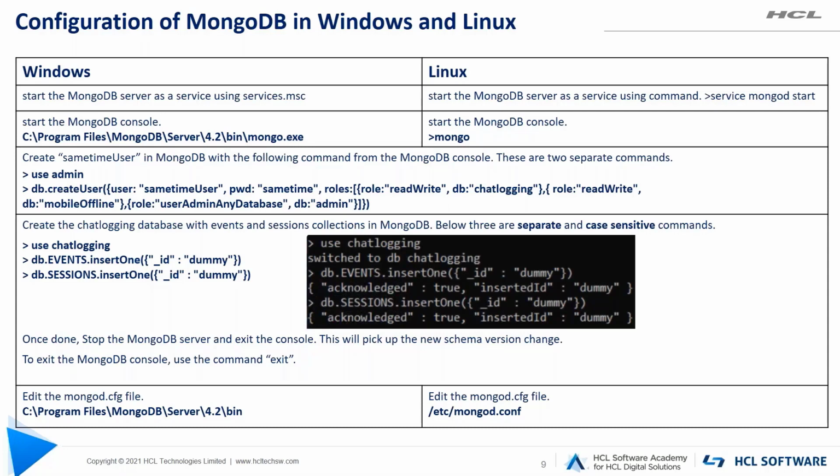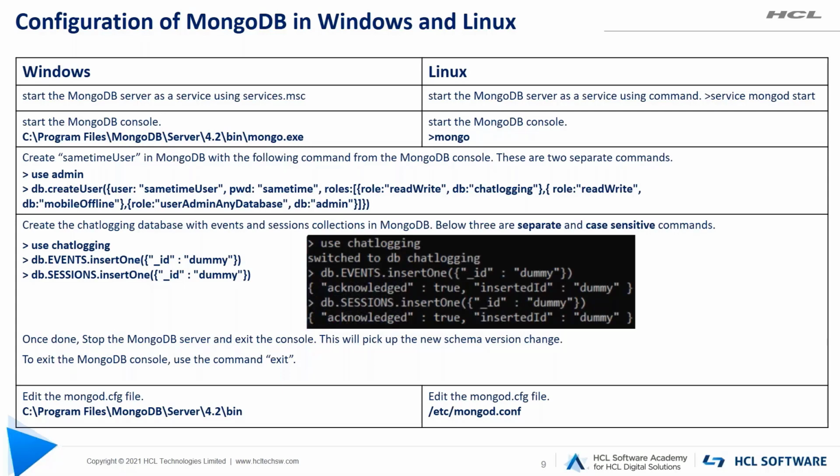Now, using the command displayed on the screen, create a user called Sametime user. When you run this command, along with the user creation, it also creates 3 individual DBs with read and write access. In the next step, we will create the collections for the chat logging database. Just follow the commands mentioned on the screen and create the collections. The collection names are events and sessions. The most important key point to note in both steps is that the mentioned commands are separate and case sensitive. Refer to this image to confirm the output for every command.